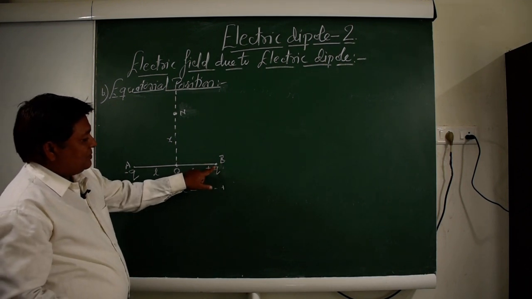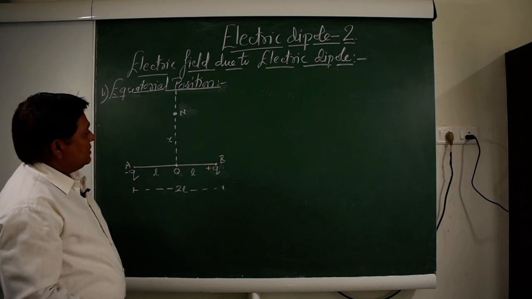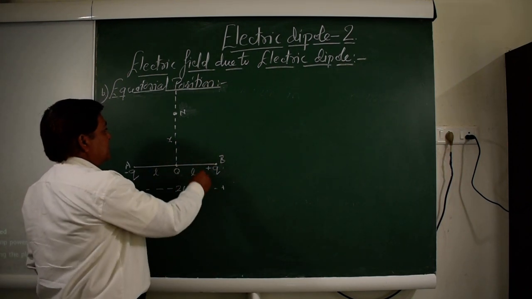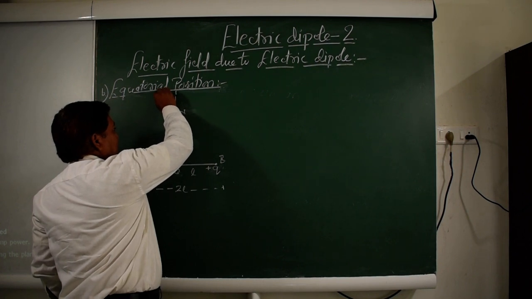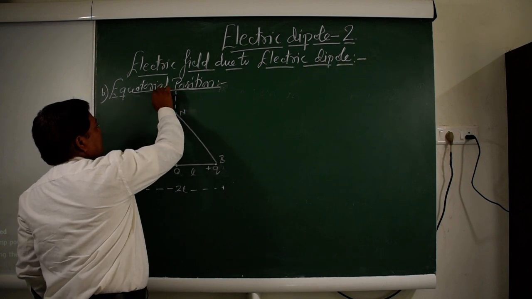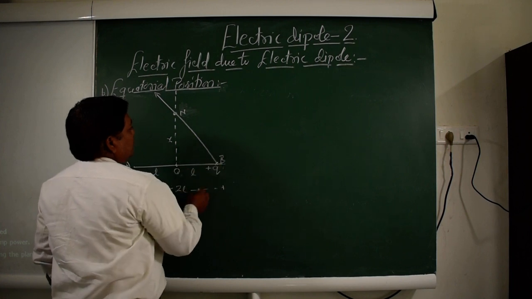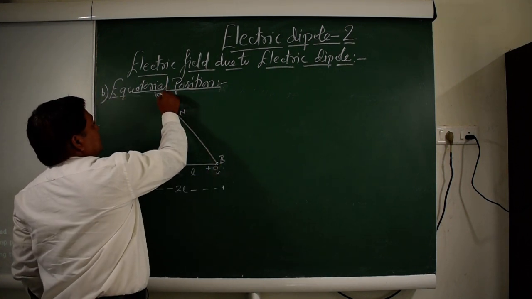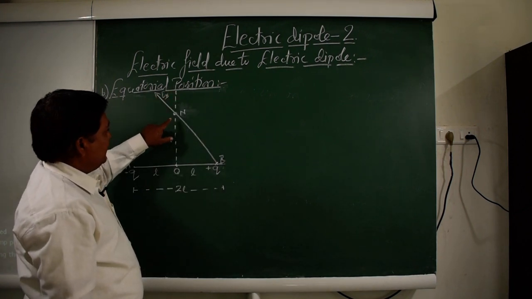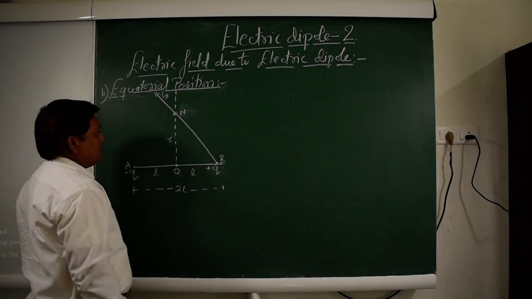If we assume the electric field due to this plus q charge here at N, what will be its direction? So we see that here the direction of electric field due to plus q charge will be this one, because the electric field will move away from the positive charge. Okay, so I assume that EB is the electric field at N due to this plus q charge. Its direction will be this one.